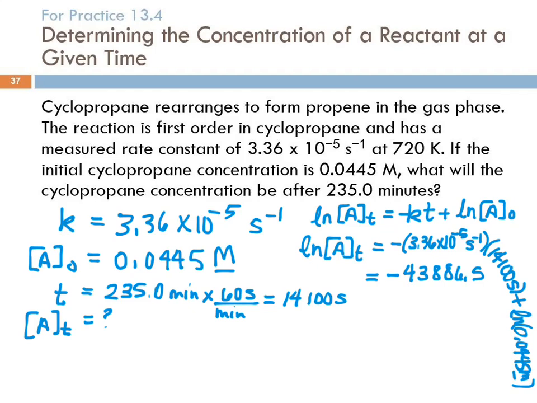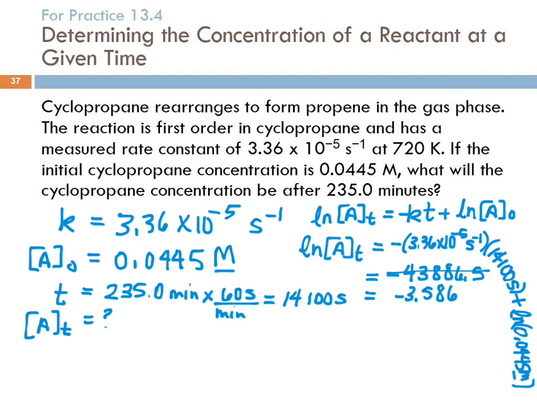Times 14100 equals plus 0.0445 natural log equals. So I think I mentioned this earlier. Especially on a complicated calculation, do it twice. The second time I did it, I'm coming up with the answer that he got, minus 3.586. And since he already got that, we're going to call that best 2 out of 3.